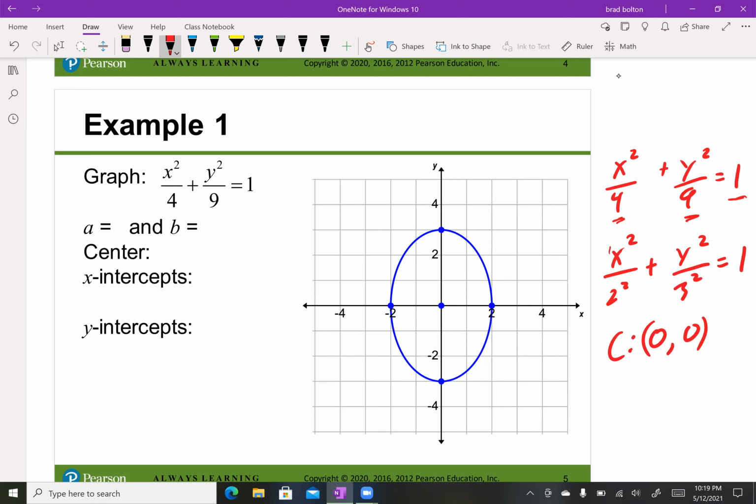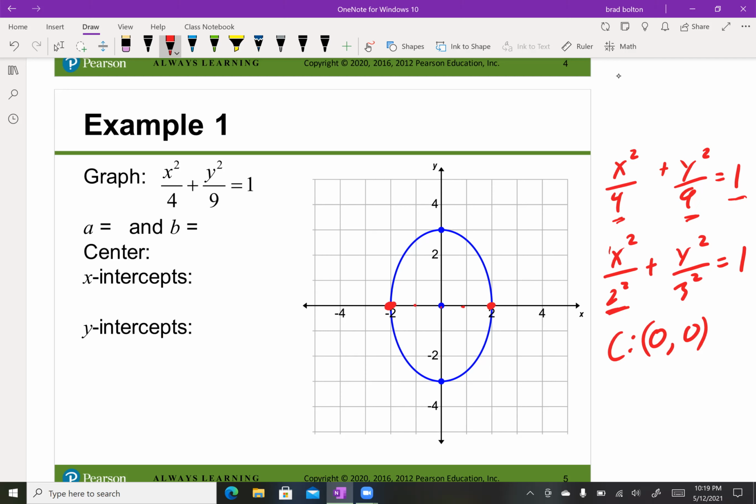Okay, and we're going to walk to the right 2 and to the left 2 because this is 2 squared. So I'm going to go 1, 2, and put a point. So I'm going to walk 1, 2, and put a point. Then I'm going to go left 1, 2, and put a point. Okay, so I'm just trying to show you how they got their graph.